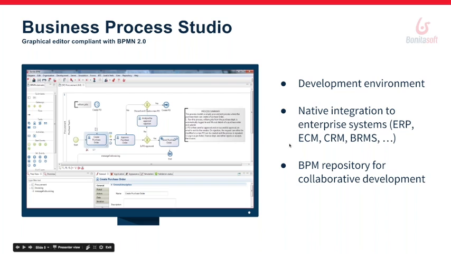So to build the Living App, we have different components in the platform. The first one is a business process studio. It's a graphical editor, a desktop application that you can download from the Bonita website and install. Basically, within that platform, you will be able to build a complete Living application.